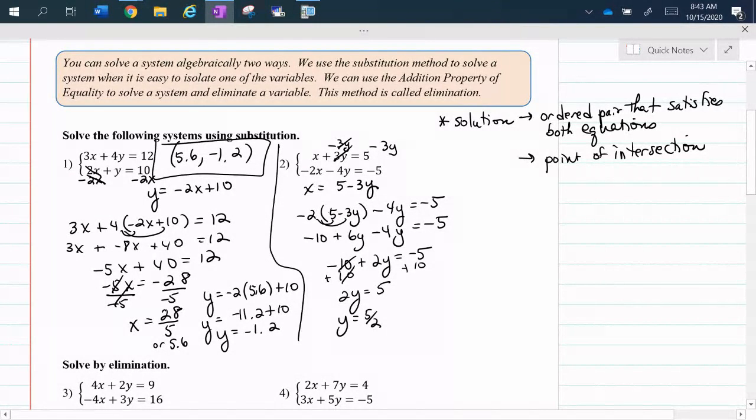So y is equal to 5 over 2. All right, so now I know that x is equal to 5 minus 3y. So I'm going to rewrite that equation. x is equal to 5 minus 3 times 5 over 2. x is equal to 5 minus 15 over 2.